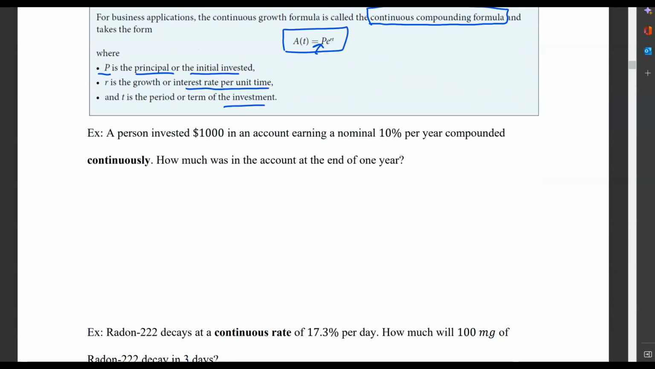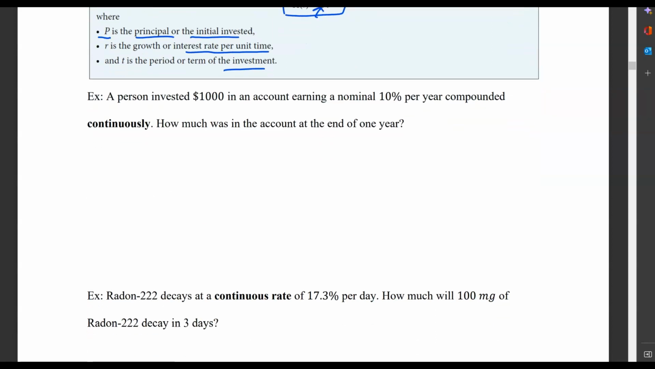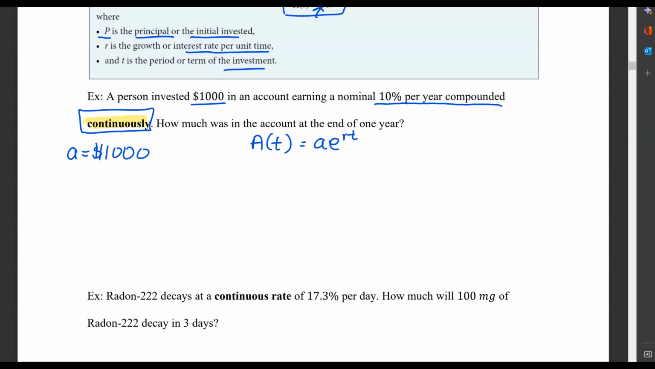All right, let's take a look at an example. Take a look at two different examples here. A person invested $1,000, so this is my A value. My A is going to be $1,000. Let's write that down. In an account earning a nominal 10% per year compounded continuously. So the moment we hear this word continuous, we need to start thinking of exponentials. That means we're going to be using our function, A of t is equal to A e to the rt.